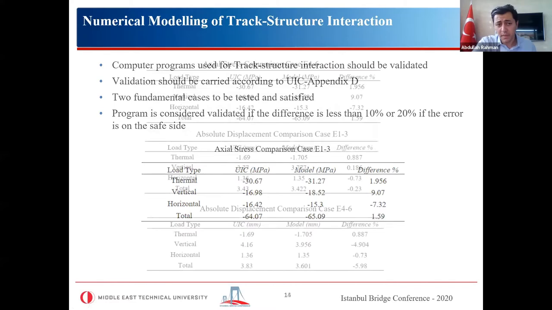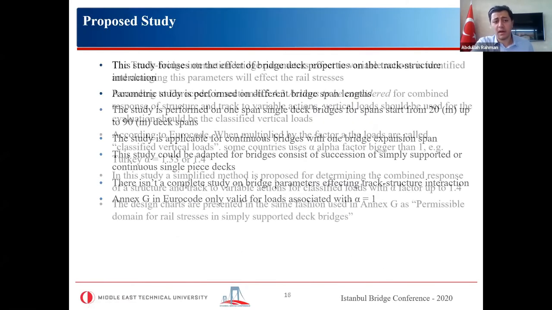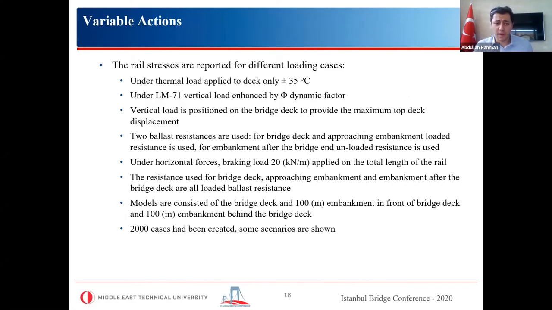Then after that, I used two ballast resistances, as I have mentioned before. One for unloaded cases, which I will use for the thermal case. Then the loaded case, the loaded stiffness or the loaded resistance, which I will use for the horizontal and vertical loads. Now the models consist of the bridge deck and a 100 meter embankment in front of the bridge deck and behind the bridge deck.